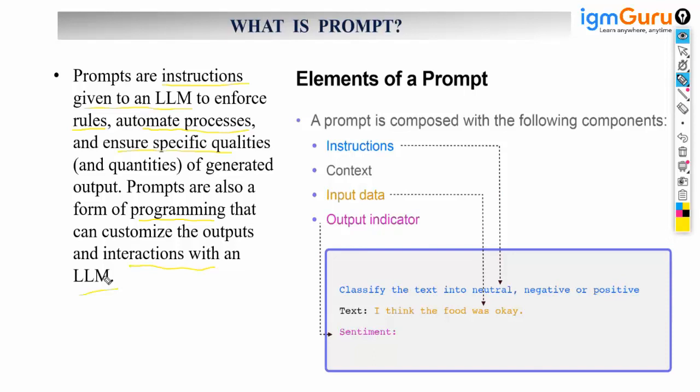And now when we talk about the prompt, it has a few components. One component is the instruction. Another is the context, then input data, and then output indicators. So here, if I'm writing a prompt that classifies the text into neutral, negative or positive, I'm doing sentiment classification, and then I pass the text: I think the food was okay. And then I'm expecting the sentiment.